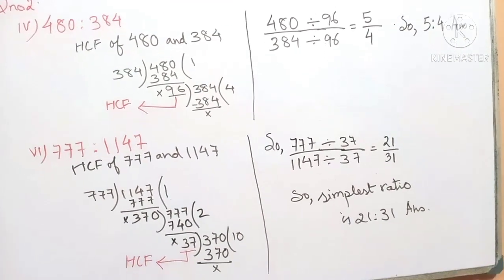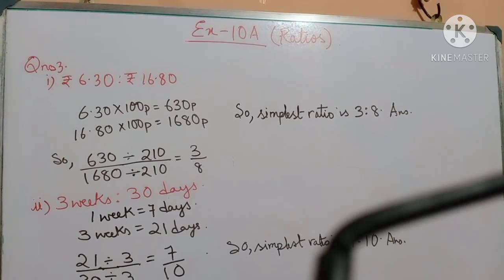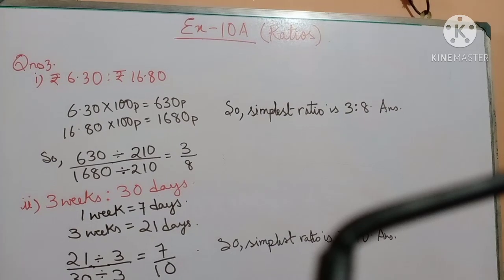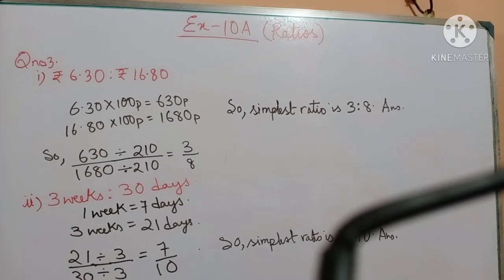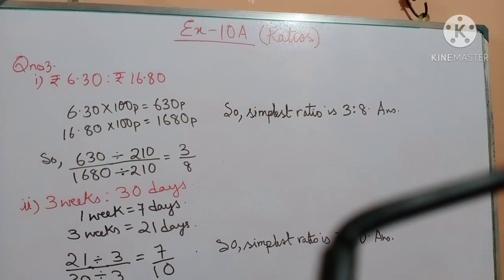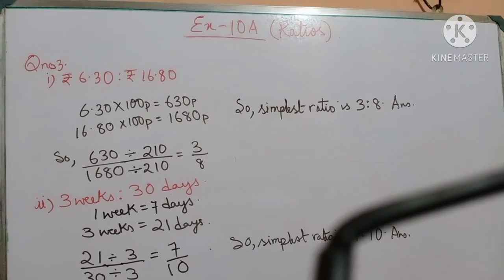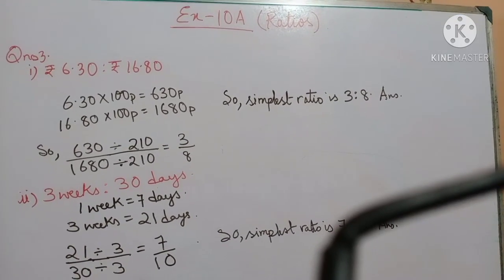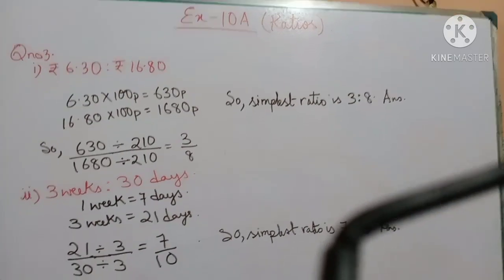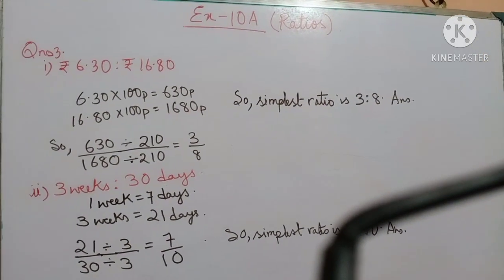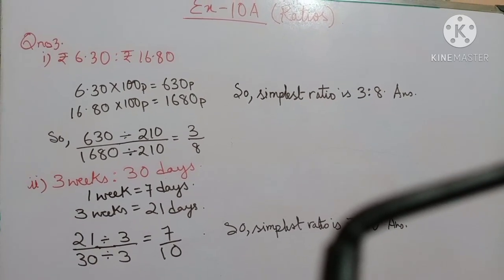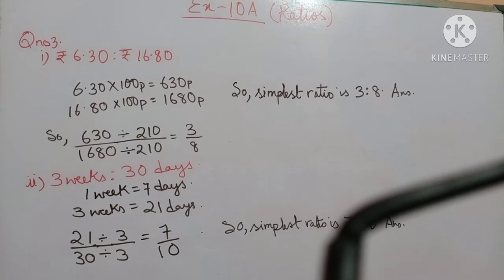Okay, class? Question number 3. Again, we have to convert them into simplest ratio. So question number 3, the first question is rupees 6.30 is to rupees 16.80, means 80 paise. Since here it is decimal, it will be easier if we remove the decimal, right? So we are converting them into paise. So 6.30 into 100 paise is 630 paise. Similarly, 16.80 into 100 paise is 1680 paise. So the ratio is 630 by 1680.